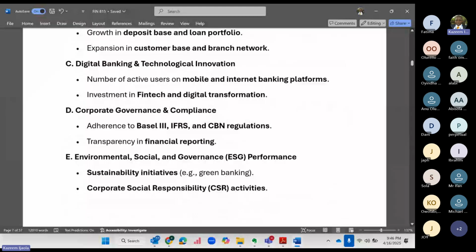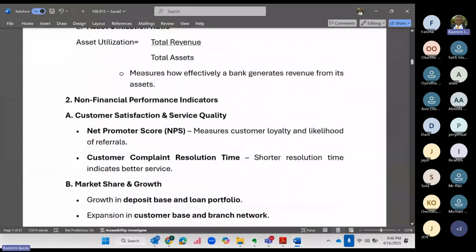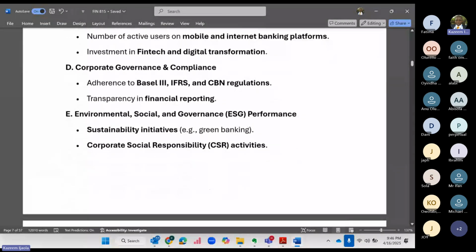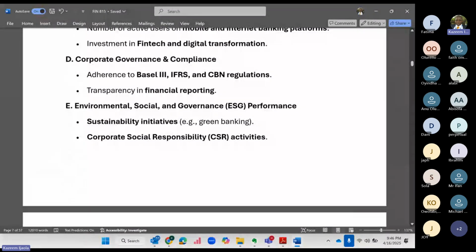The type of technologies you are using can give you some form of ratings. I don't even know which banks in Nigeria currently have the best mobile banking app now. I think all of them always fluctuate. So digital banking and technological innovation, corporate governance, these are all the things that we consider under the qualitative characteristics. If you are very strong in all these things, then it's a positive for you in terms of your performance evaluation.